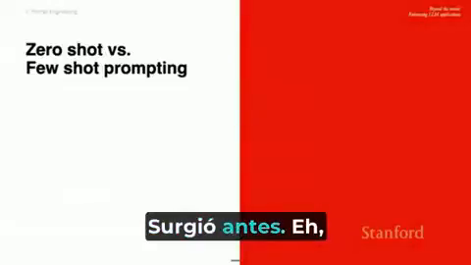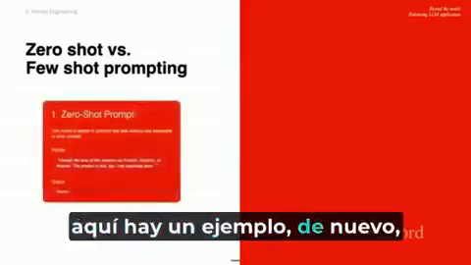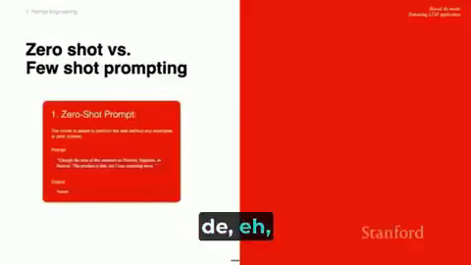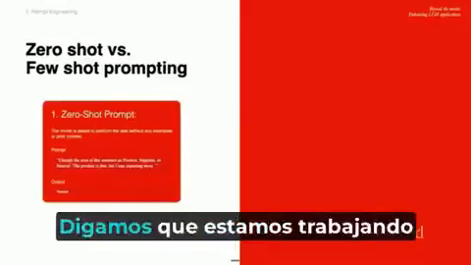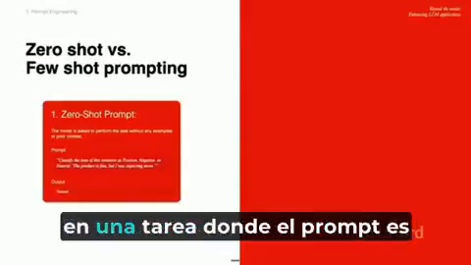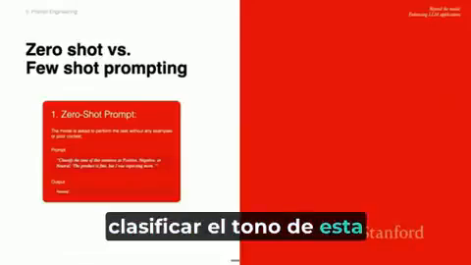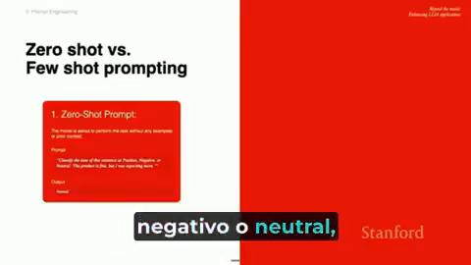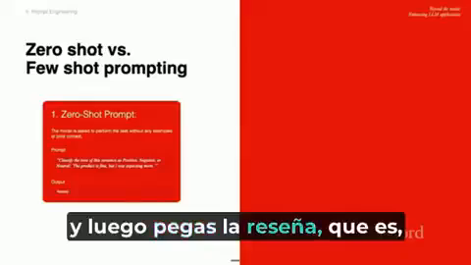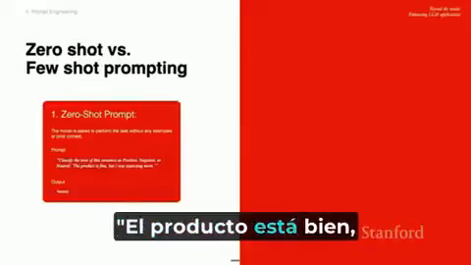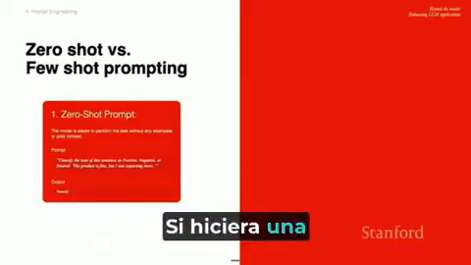It came up earlier. Here's an example, again, going back to the categorization of product reviews. Let's say that we're working on a task where the prompt is: classify the tone of this sentence as positive, negative, or neutral, and then you paste the review, which is: the product is fine, but I was expecting more.